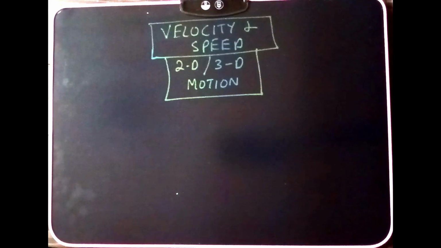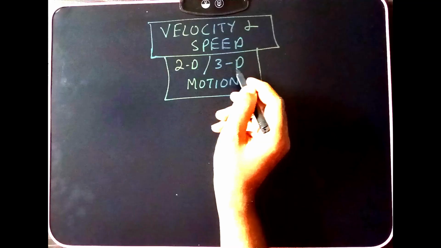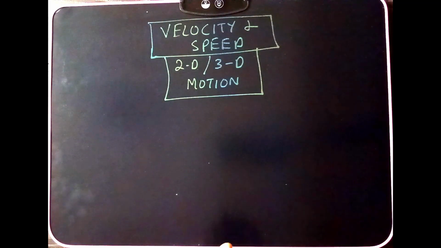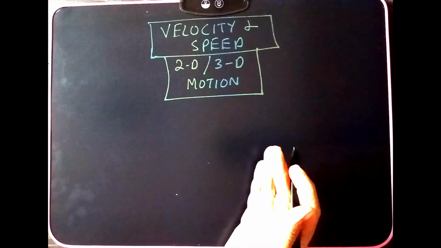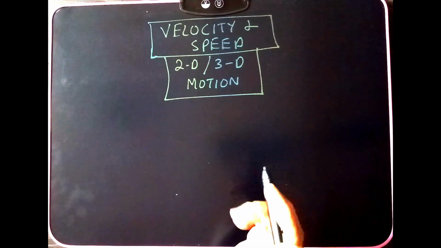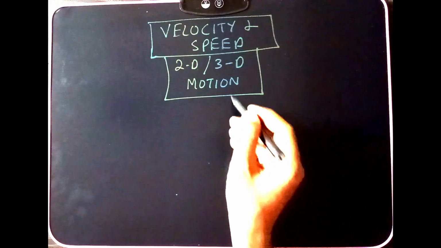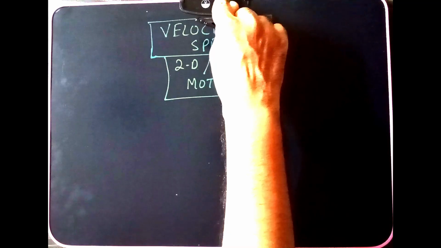Hello students, today's session is about velocity and speed with respect to two-dimensional and three-dimensional motion. In the previous class, we saw the difference between distance and displacement and how we can represent and calculate them in two-dimensional and three-dimensional motion. Today's session is about velocity and speed for three-dimensional and two-dimensional motion. So let's proceed.